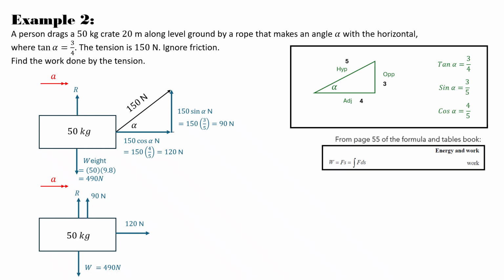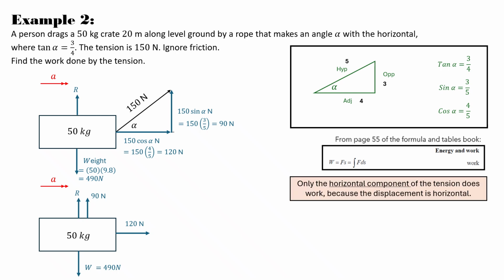So for tension, we have 150 newtons, but we also have a component that's 120 newtons and a component that's 90 newtons. Now, we've already talked earlier in this video how only forces in the direction of movement will do work. So that 90 newtons is not doing work. So if we look at the 150 newtons of tension, that's not all doing work. Only part of that is doing work.